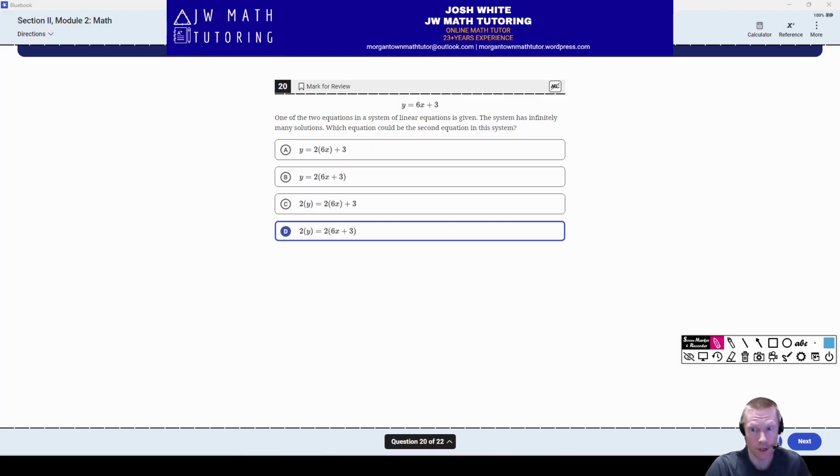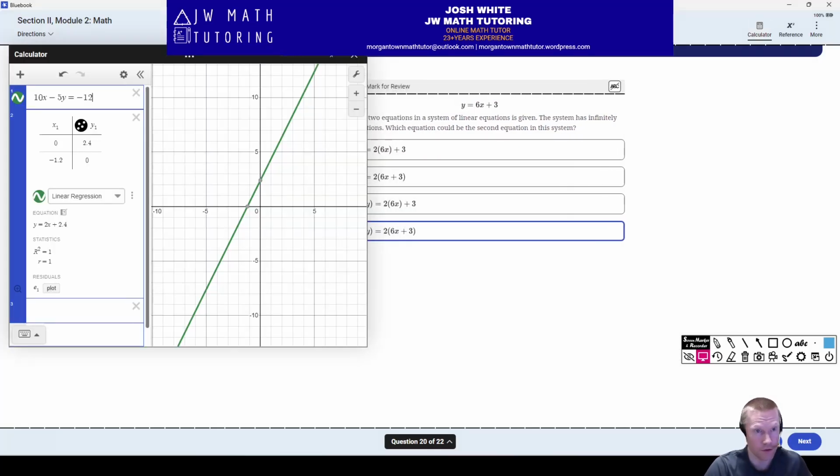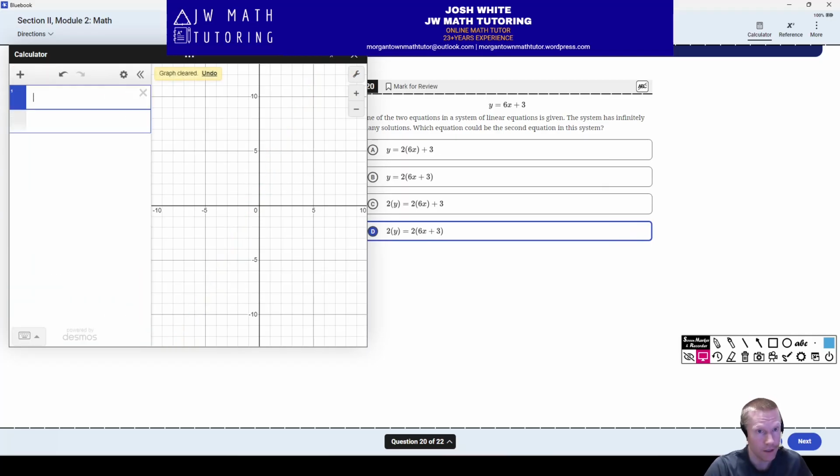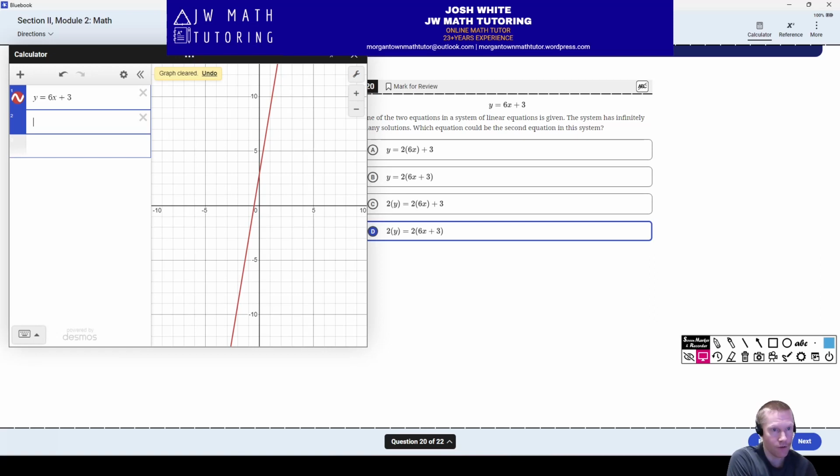Now, you could as well go to the graphing calculator and graph out the original line, and then you just graph out the answer choices.